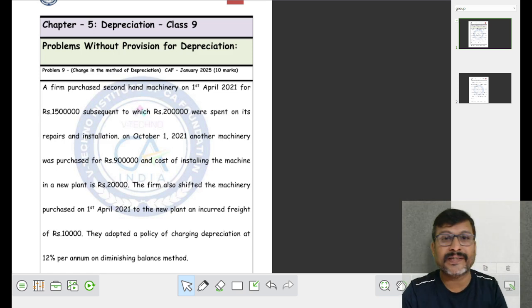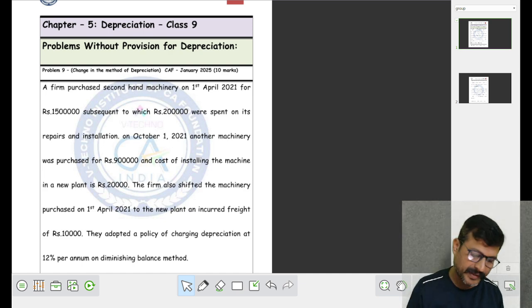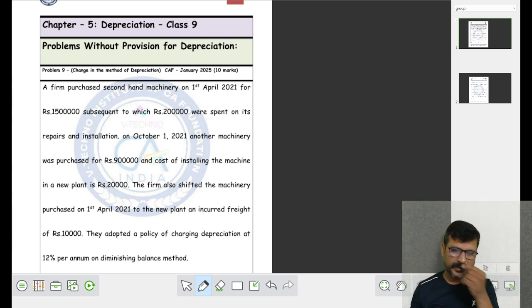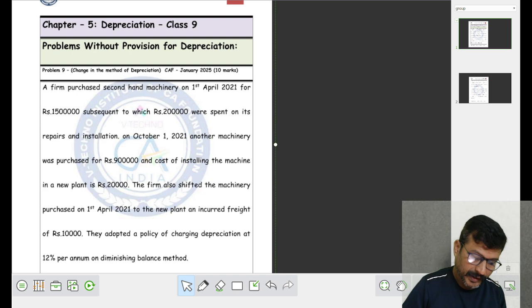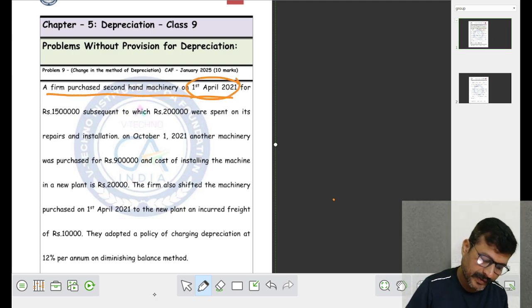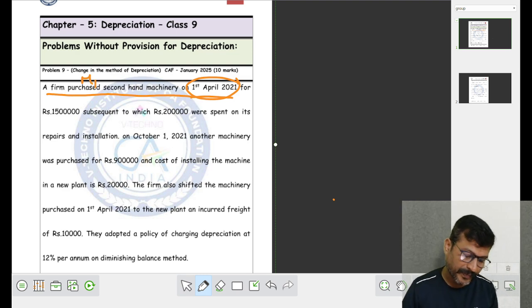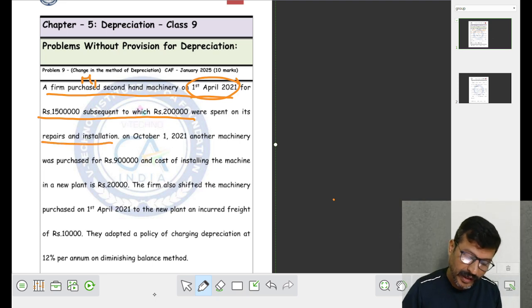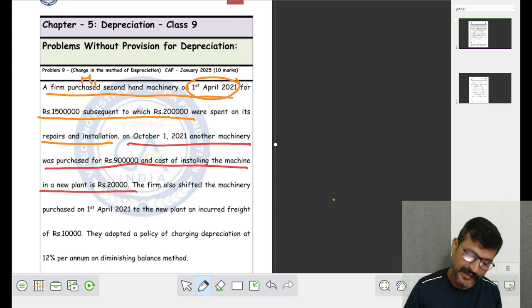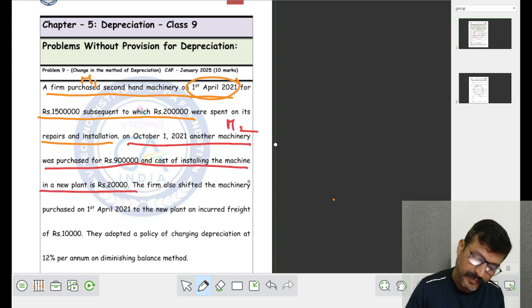Now, let us move on to the ninth problem on this depreciation chapter, my dear students. Here also we have a change in the method of depreciation. See what happened here. First, let me read it out in a rough way. A firm purchased a second hand machine on January 2021. Purchased means M1 is purchased for 15 lakh and spent 2 lakh on its installation charges. On October 21, another machinery was purchased for 9 lakh and spent 20,000 for its installation. So, purchased another machine means M2.